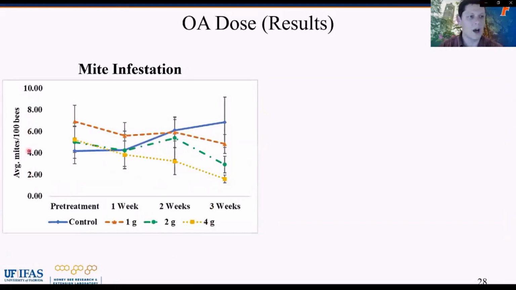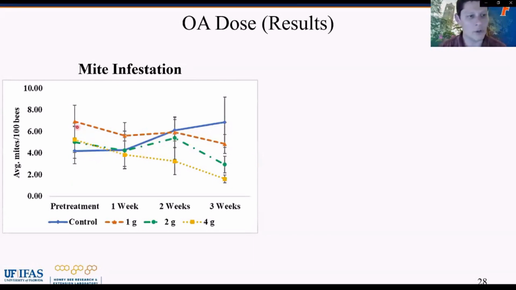Here on the y-axis, we have our average number of mites per 100 bees. So this is our infestation rate. And here we're looking at our different treatments. Let's first start with this blue line, our control. These are the colonies where we did no chemical control. And you can see that from the start to the end of the experiment, our mite populations steadily grew. And that is to be expected, right? We're doing nothing, our mite populations are going to keep growing.